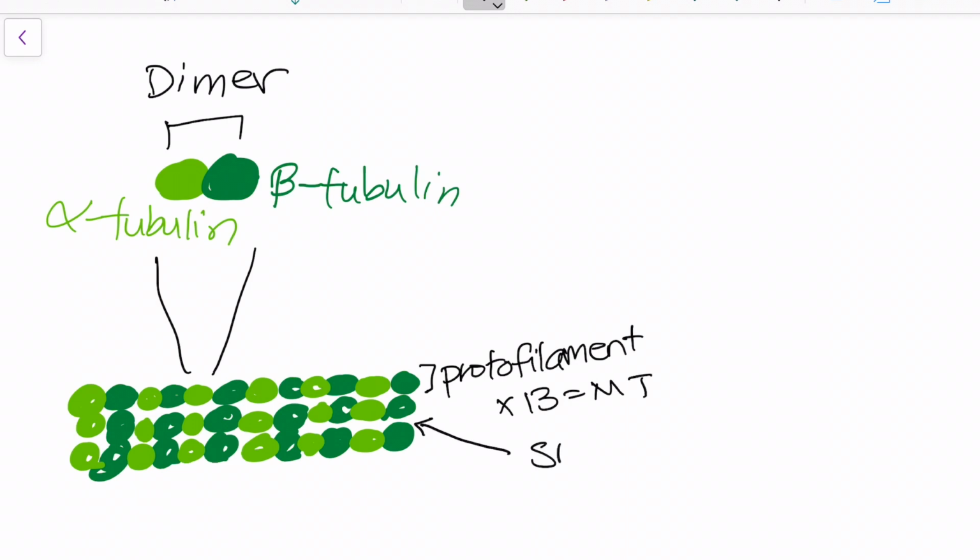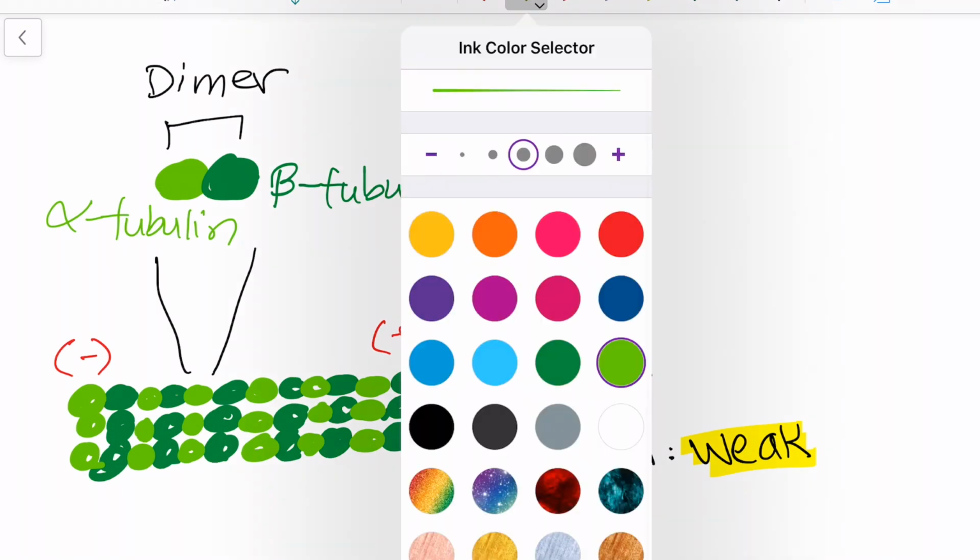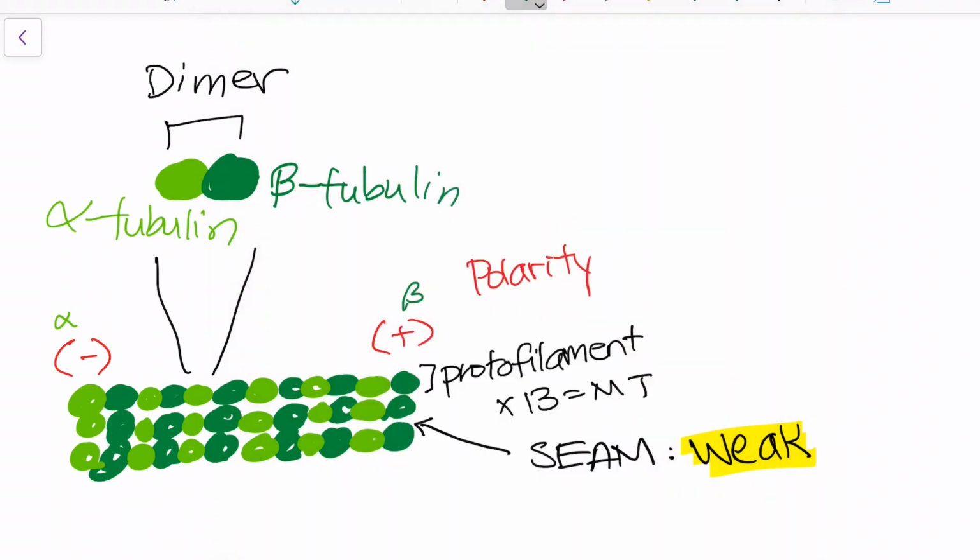It is intrinsically weak and unstable, and this is super important to the overall function of the microtubule. Another important part of the microtubule is that one end of it is the negative end, while the other is the positive end. The alpha-tubulin subunit is always on the negative end, and the beta-tubulin subunit is always on the positive end. This causes a polarity within the microtubule itself. What's also important to note is that the beta-tubulin subunit can hydrolyze GTP.